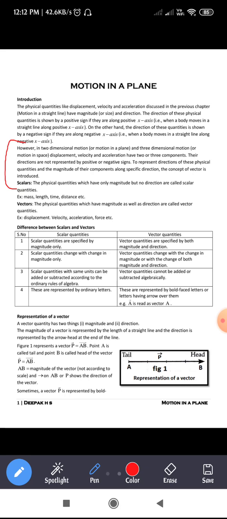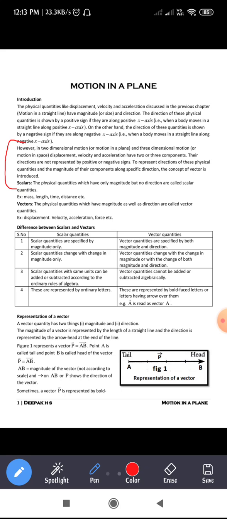So that representation is given by vector. There comes the concept called vector. So let us see what we mean by scalars and vectors. Scalars are physical quantities which have only magnitude but no direction. Similarly, coming to vectors, the physical quantities which have both magnitude and direction are called vectors, correct? So this is the difference between scalars and vectors. We will start with the basic things, that is, the difference between scalars and vectors first.